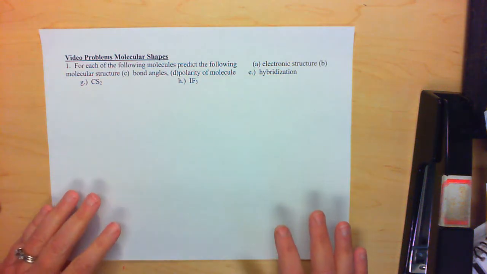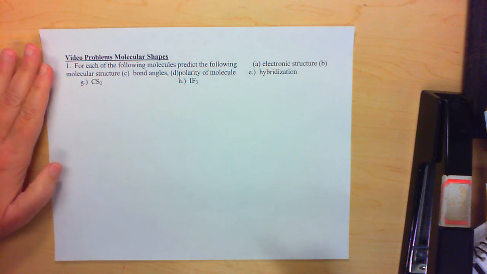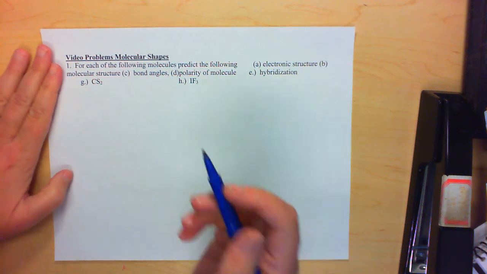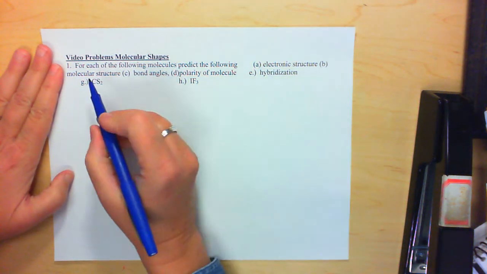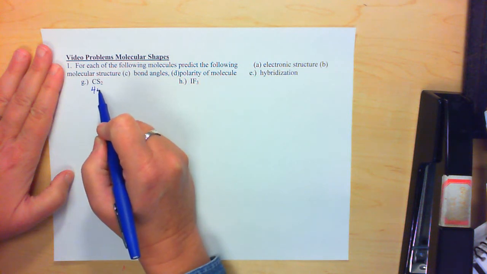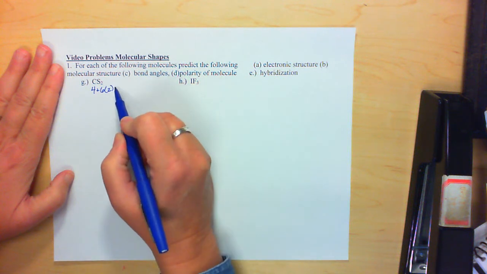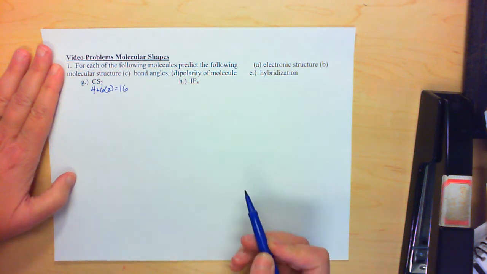Alright, we're going to continue working molecular shape problems. We're going to do G and H on this run. G is carbon disulfide. So when we look at our valence electrons, again, we first have to total those. We have 4 here plus 6 times 2 here. 6 times 2 is 12 plus 4 is 16 electrons.